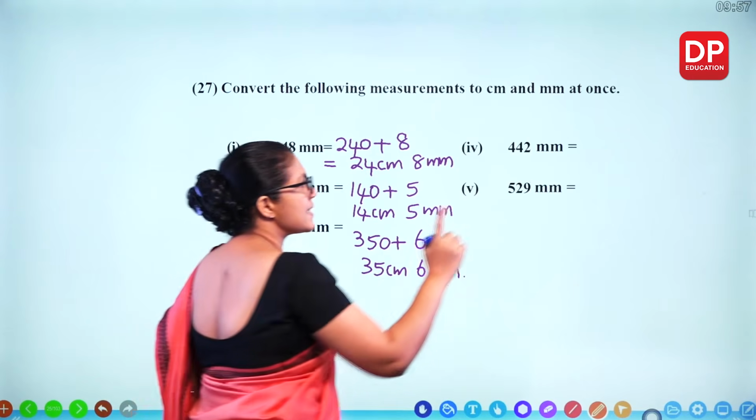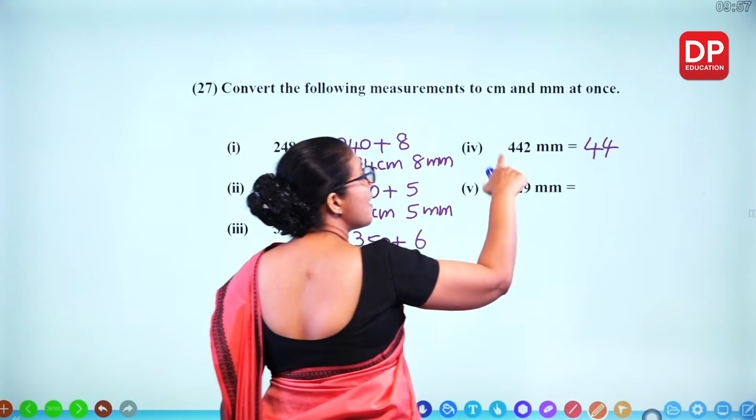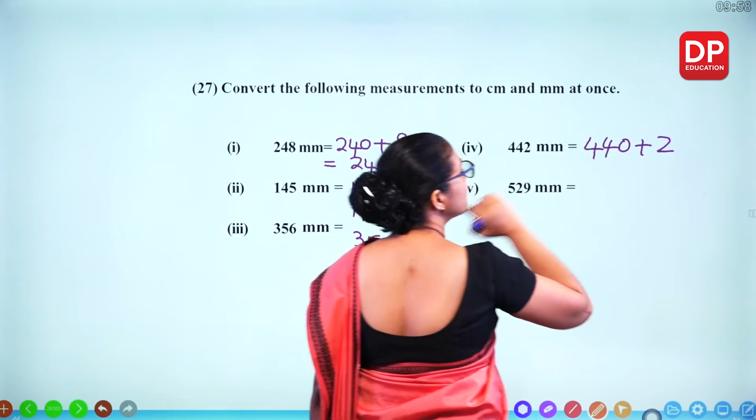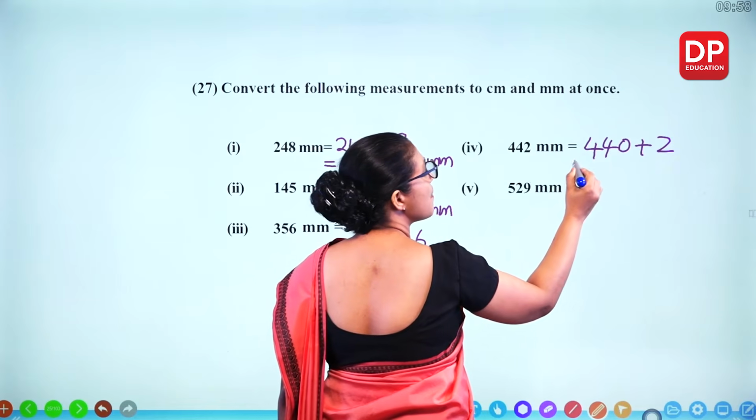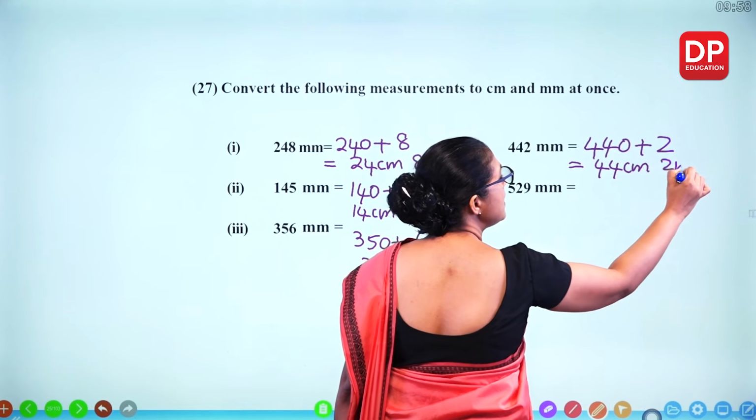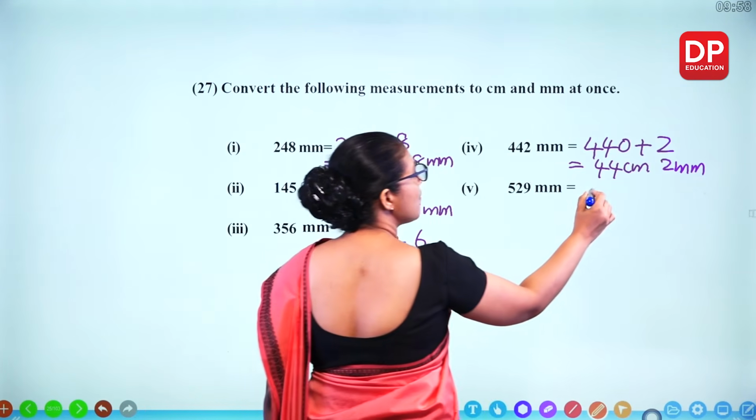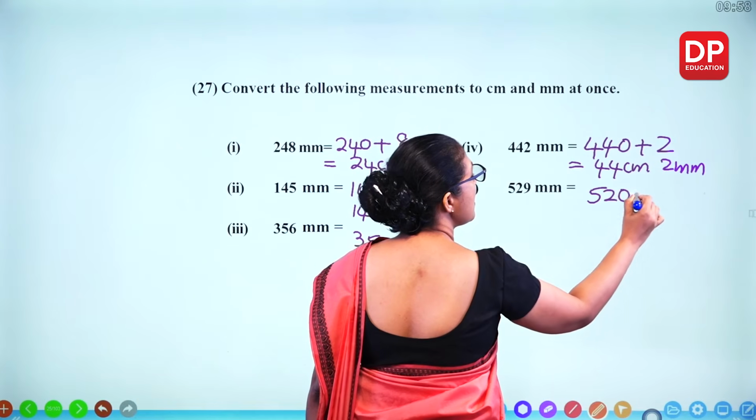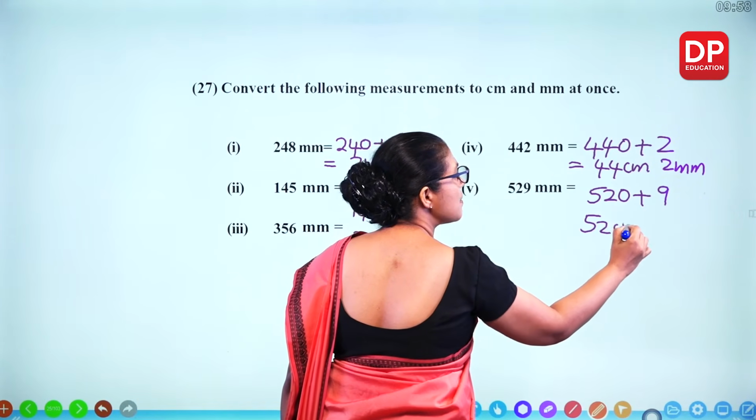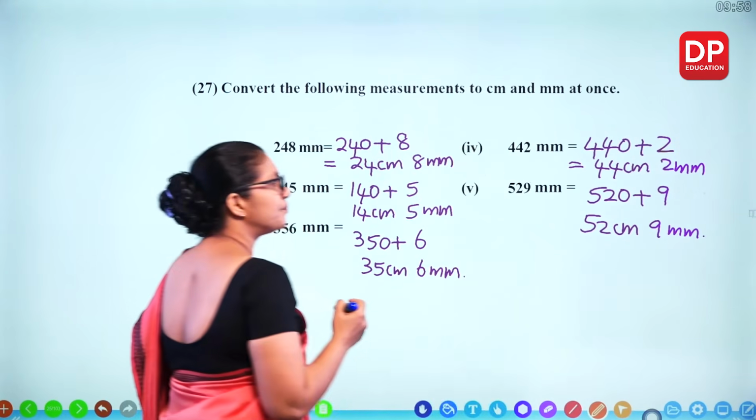442 millimeters. I can convert as 440 plus 2. Divide this by 10. So 44 centimeters and 2 millimeters. 529. 520 plus 9. So this becomes 52 centimeters and 9 millimeters.